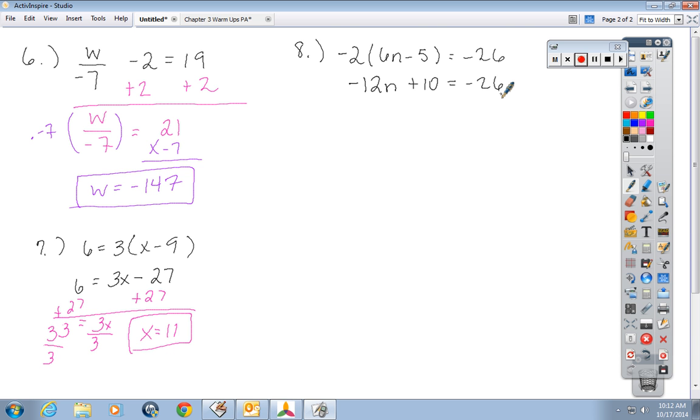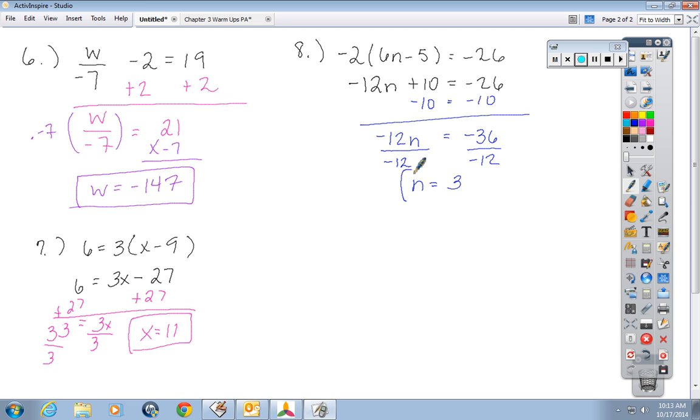Sometimes it may be beneficial to say, add the opposite here so that you know that ends up being -2 times -5. But we'll leave it like that. Now what would I do? You would subtract 10 from each side. So be careful here. I get -12n equals, what's -26 minus 10? -36. And then I would divide both sides by -12. And I get n equals positive or negative? Positive what? 3.